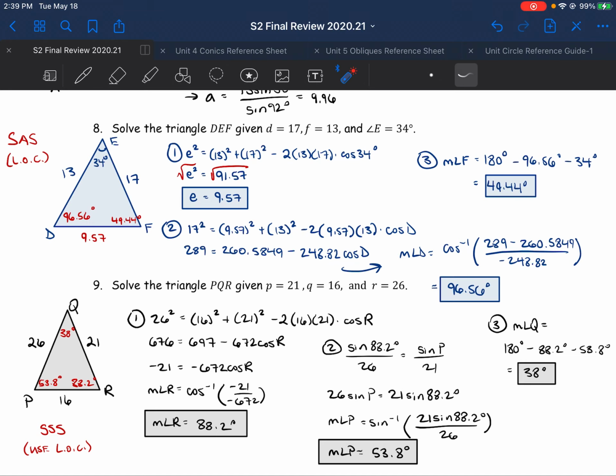So here you can use law of sines without running the risk of getting the ambiguous case, which is what I did here. I said the sine of 88.2 degrees over 26 is equal to the sine of P over 21. Cross multiply and solve for P, we get 53.8 degrees. And once we know angle R and angle P, we subtract those both from 180 to get angle Q.